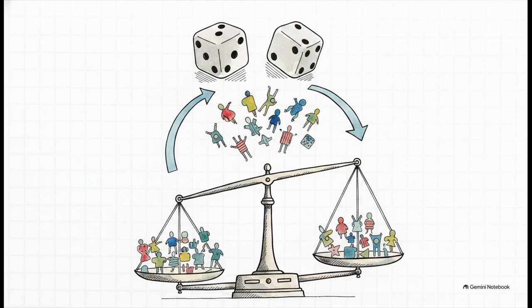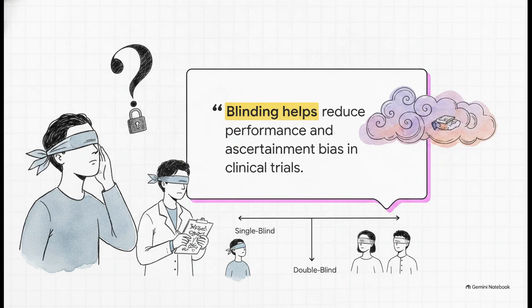for reducing selection bias. Another absolutely vital feature is blinding. Human expectations are powerful, and they can heavily skew data. If a patient knows they're getting a cutting-edge new treatment, they might report feeling better simply because they expect to feel better. To stop this, researchers use blinding.